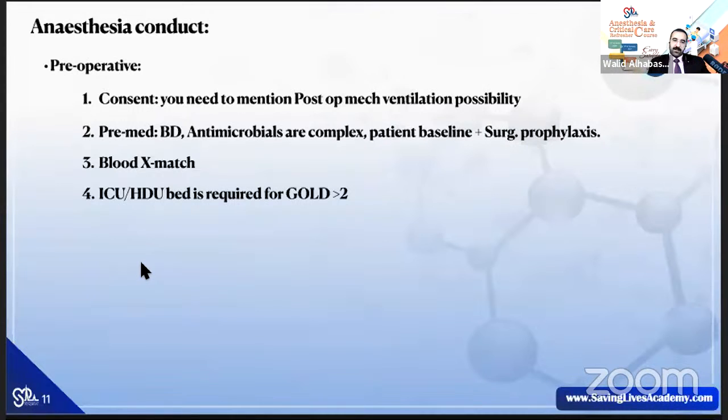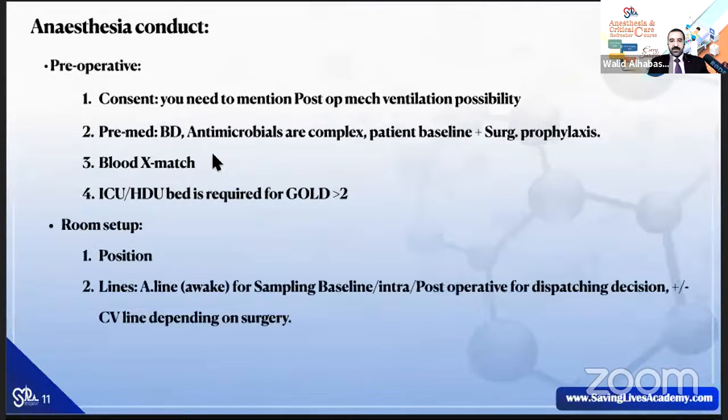Premedications as well: bronchodilators, and antimicrobials. If the patient is on baseline antimicrobials, which a lot of patients of this kind are, you will maintain his baseline antimicrobials plus the surgical prophylaxis. Blood cross-matching and typing is really related to the surgery. It's not related to the COPD. But you make your transfusion trigger always 7 because of his hemoconcentration and his polycythemia in the beginning. An ICU or HDU bed is required for any GOLD stage more than 2, so 3 and 4.